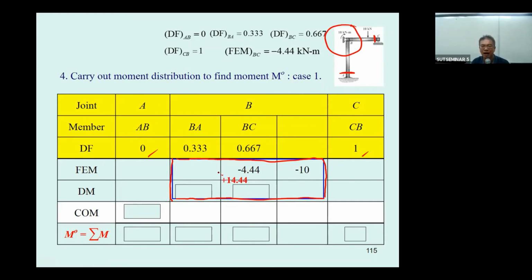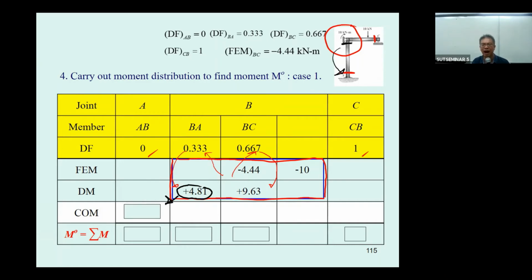Take this one up and it's going to come down here. When these two moments occur, 14.44 gone. So the joint B is in equilibrium. You get the moment M sub BA, that's B, and A is over here, and this one must be carried over to this AB.